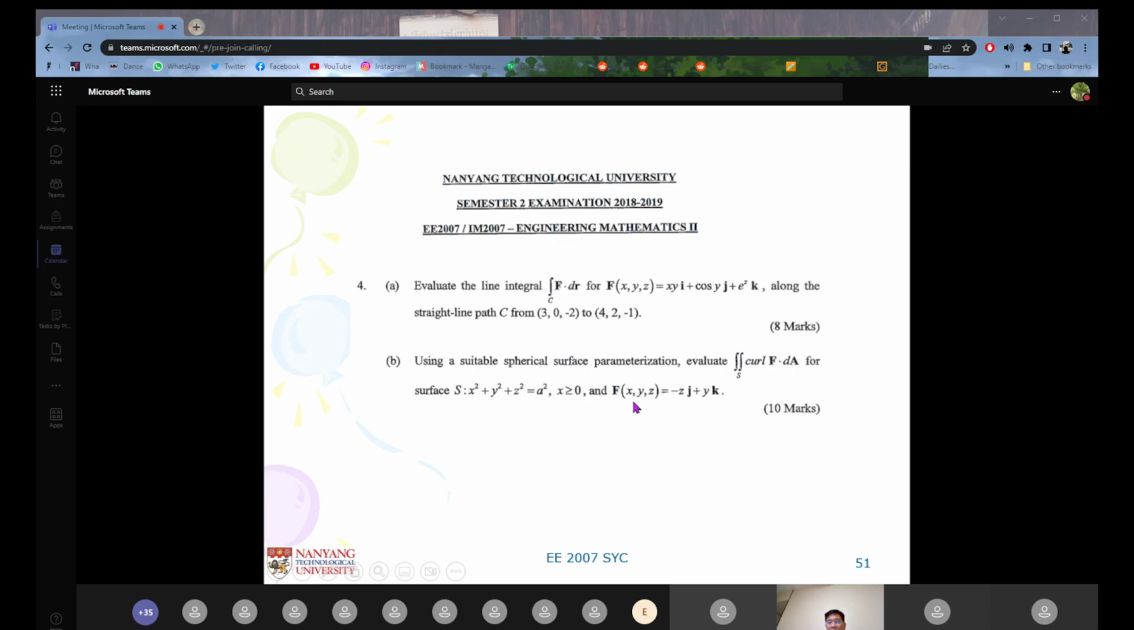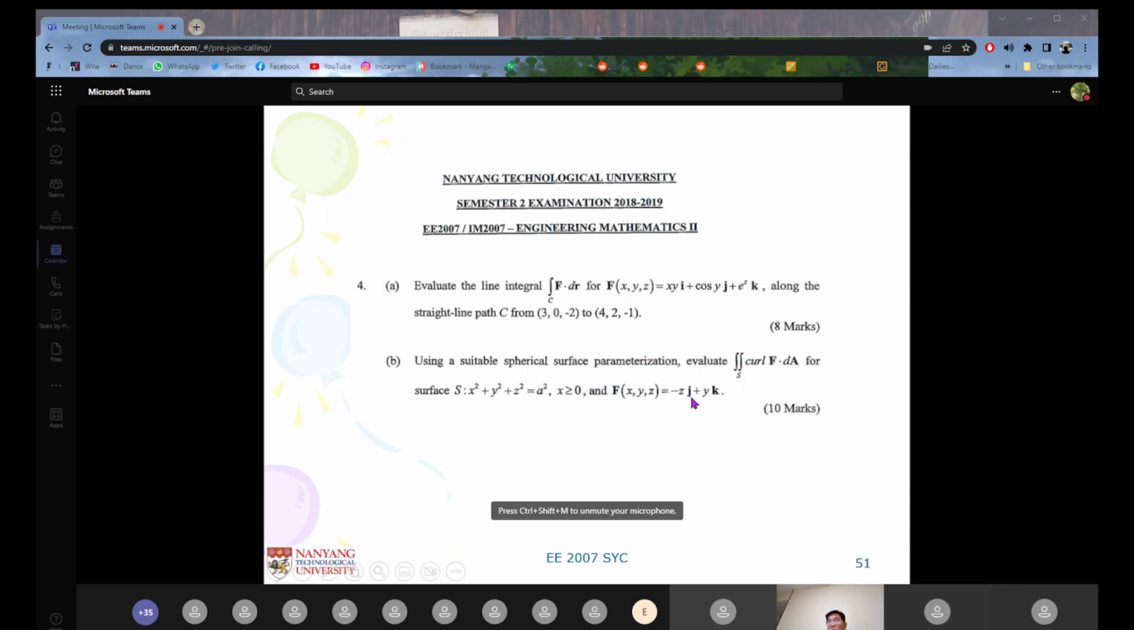Okay, and then over here, this is the curve, right? So you are going to use the spherical surface parameterization. So you are supposed to use surface integration for this one here. Okay, so let us look at the surface. This one here, this is the surface, clearly a hemispherical surface, and x greater or equal to 0. Right? So in this case, it is an open surface. An open surface, only the top hemisphere.